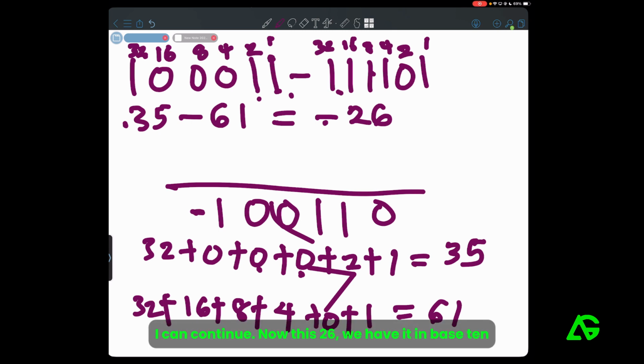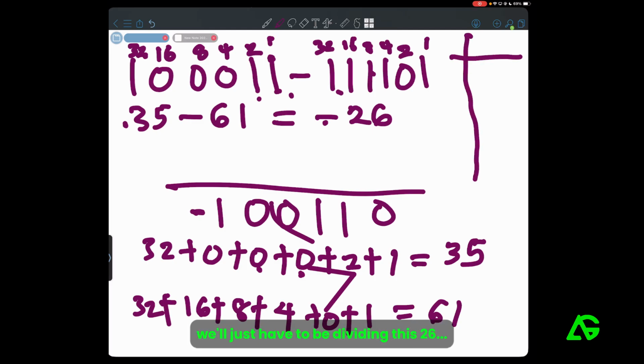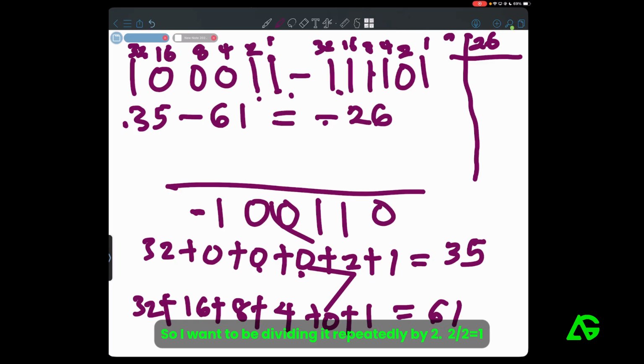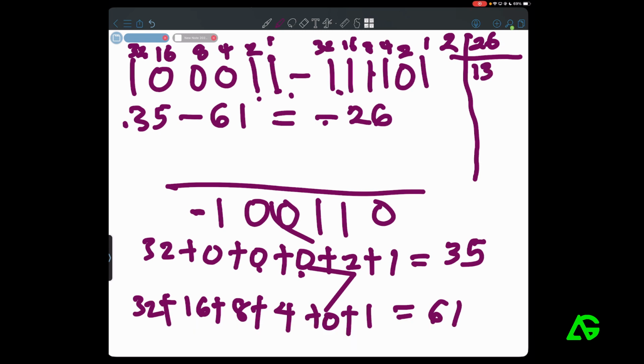I can continue. Now this 26, we have it in base 10, so we want to take it back to base 2. To do that, we'll be dividing this 26 continuously by 2, and as we divide, we record the remainder. So I have 26 here, and I want to divide it repeatedly by 2. 2 in 2, 1. 2 in 6, 3. So what do we have as the remainder? 0.